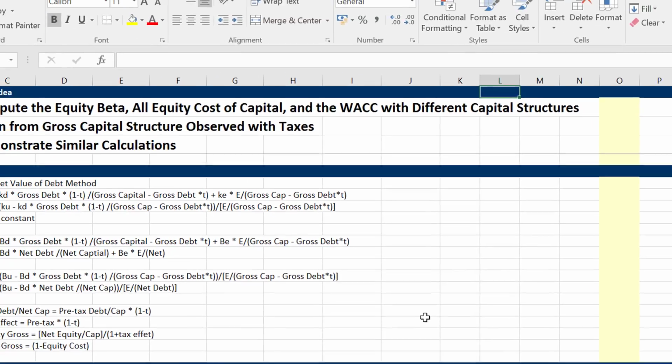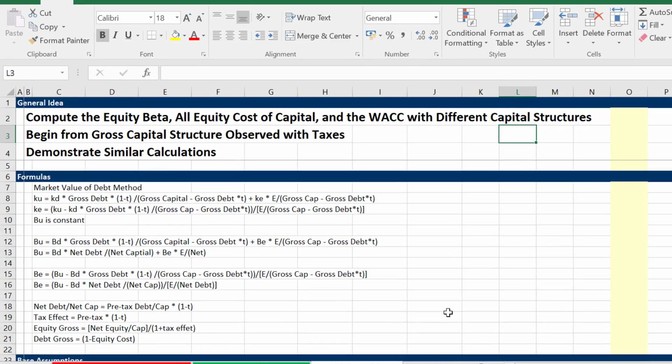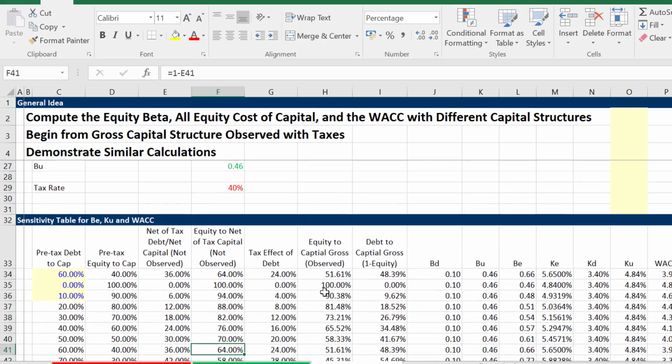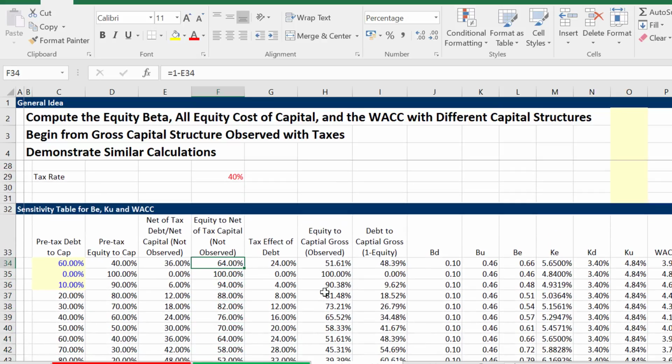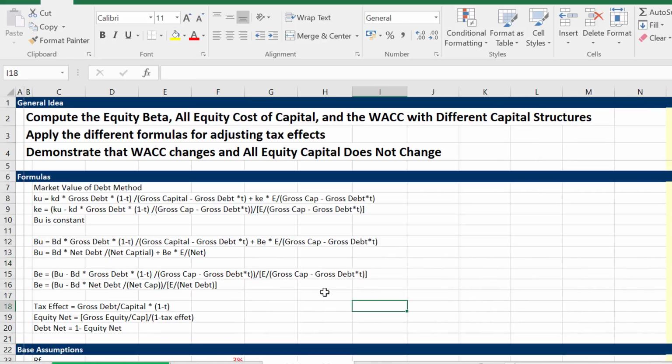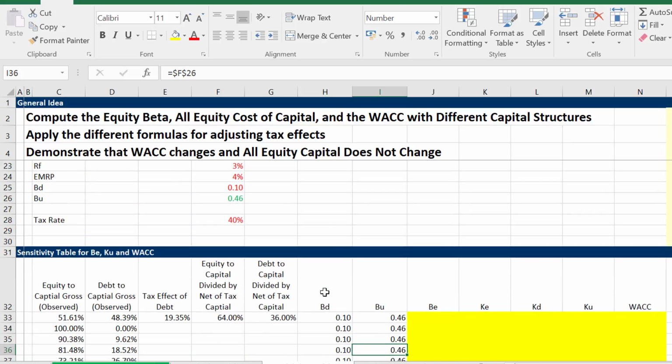Now, what I'm going to do is make a sensitivity table. And to make a sensitivity table, here's what I started with. And here's what I'm going to do. I'm going to do two of them, and this one I'm going to fill in.